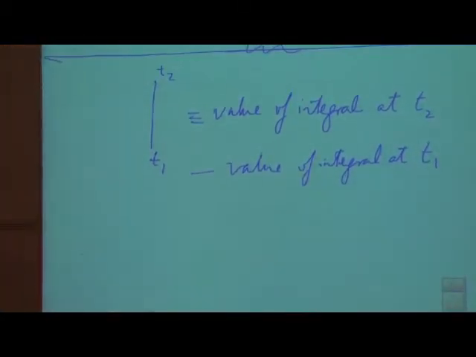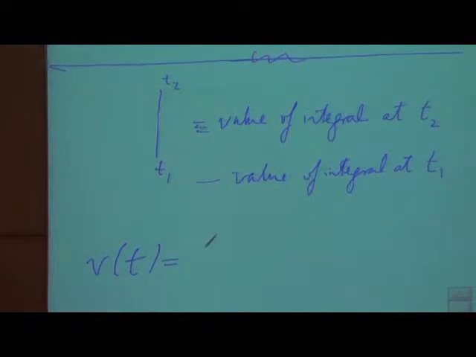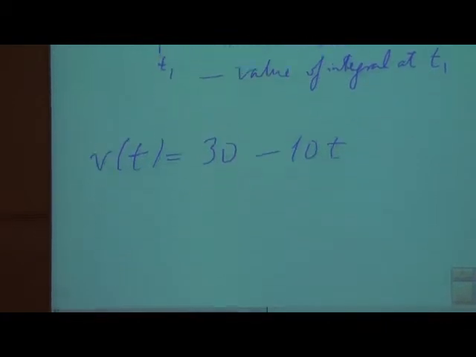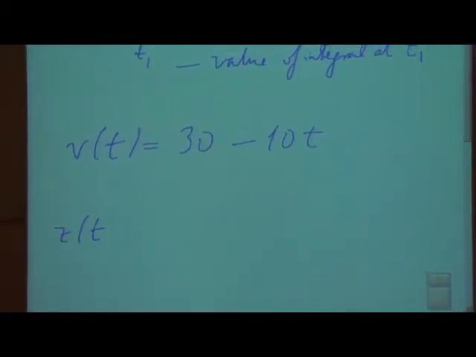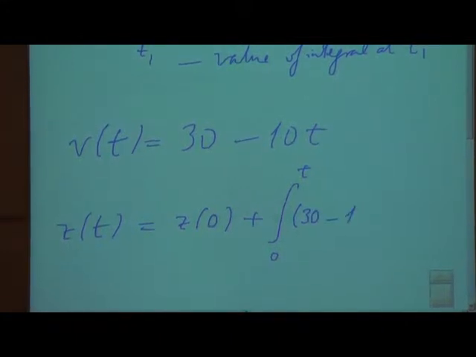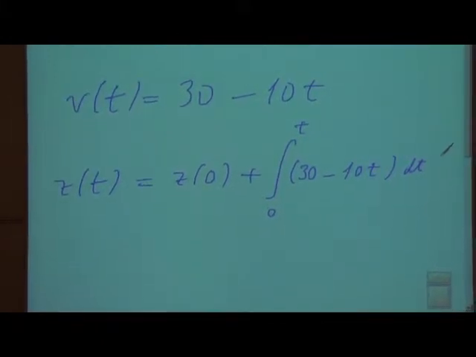All right. So now our v of t is 30 minus 10t. Now I want the height z of t. This is z at 0 plus the integral from 0 to t of the velocity. So I put here whatever function the velocity is. In the present example, it's 30 minus 10t. And I have to integrate it.